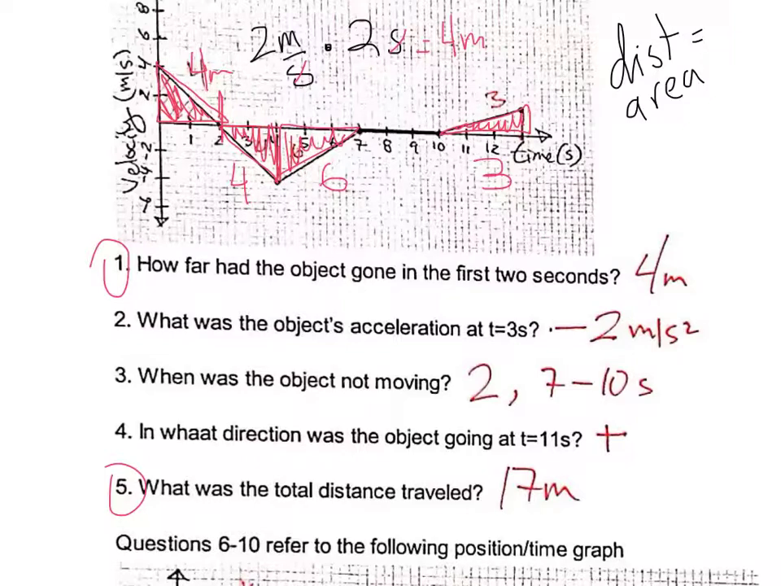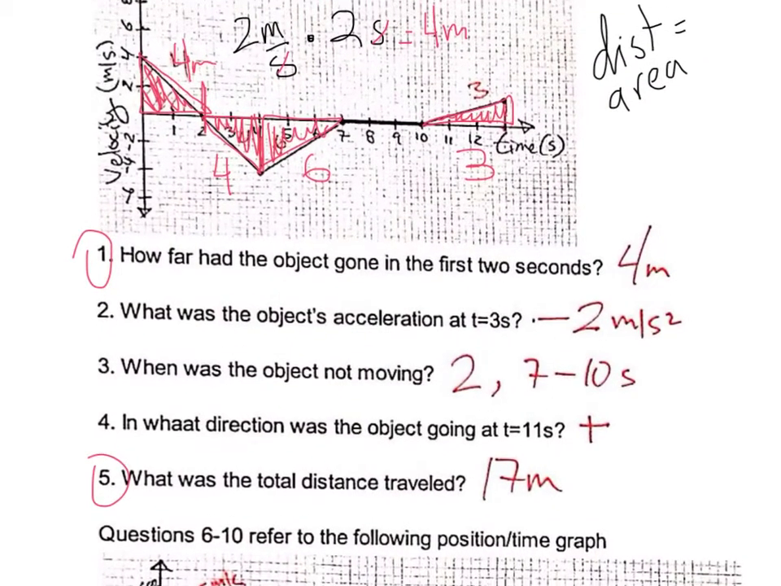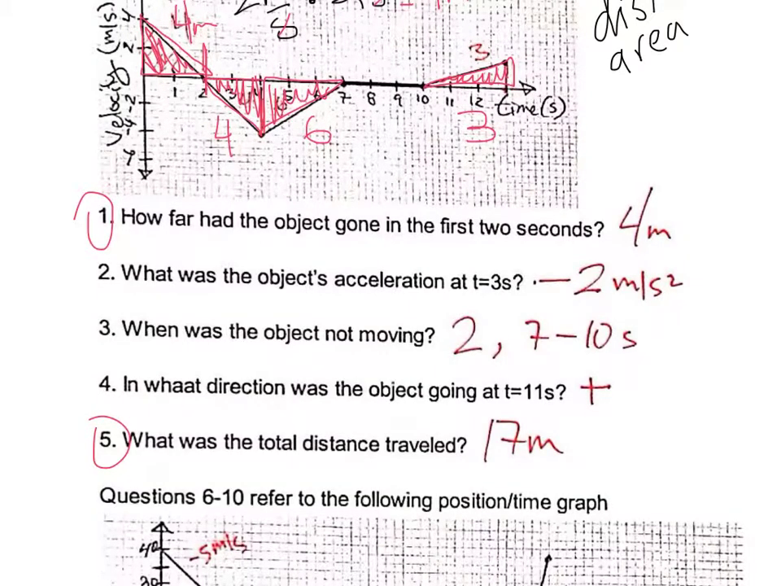You could even use the fact that the initial velocity is 4, final velocity is 0, time is 2, and do the VF squared. No, you would need acceleration for that. Yeah, you'd have to find the acceleration from the slope, and it would be a little more involved, so never mind.